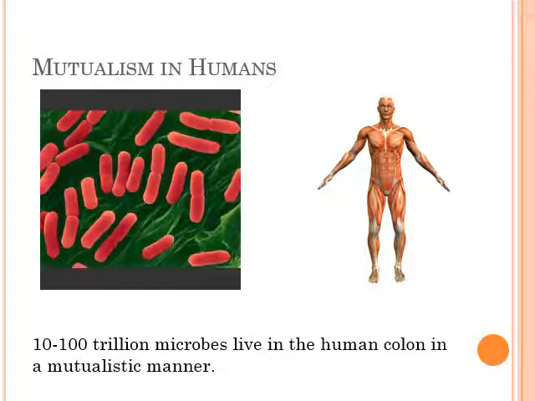Most bacteria inside of us live in a mutualistic manner. Inside of you, right now, there are 10 to 100 trillion microbes hanging out. Typically, they live in your colon, so the end of your digestive system. That's probably not surprising to you, and also a lot of the reason why you have to wash your hands after you come out of the bathroom. And I'm sorry, I'm the one that has to tell you that.